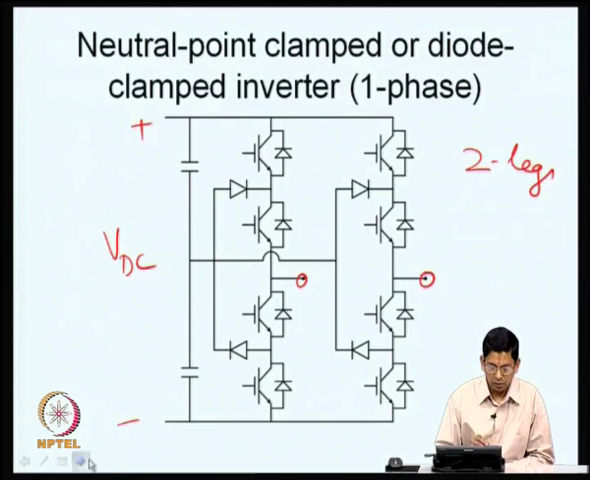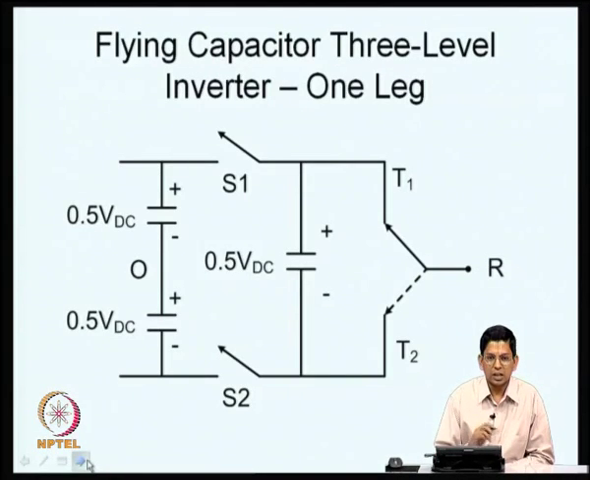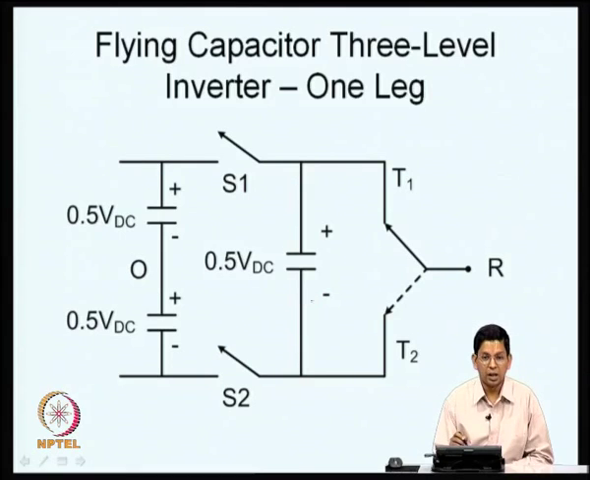The other alternative that we looked at is a flying capacitor converter. You use a capacitor which is charged to 0.5 VDC, just like other capacitors, and you can connect this in series with one polarity or in series with another polarity. For example, if S1 is closed, then this gets connected in series with these capacitors in a particular polarity, or alternatively S1 can be closed, that is one possibility.